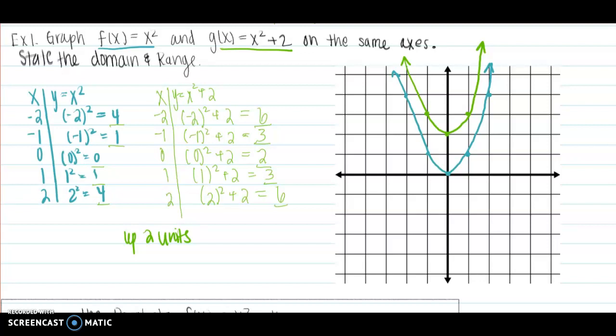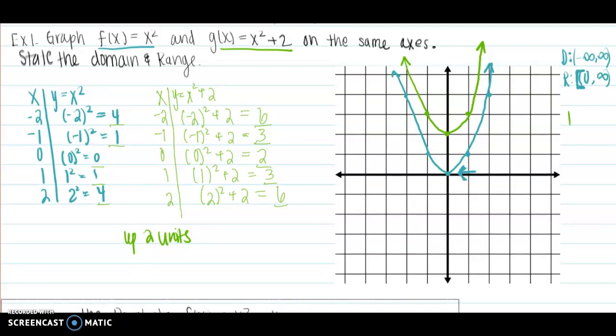Alright, and then it also says to state the domain and range. So I'm going to go ahead and do the domain of the original, so of the parent function. Domain, remember that's your x values, so it's technically going forever on the left side and the right side. So it's going to be from negative infinity to infinity. And then your range, well, it starts here. The y values start here, and then it goes all the way to infinity. So it's from 0, including 0, to infinity.